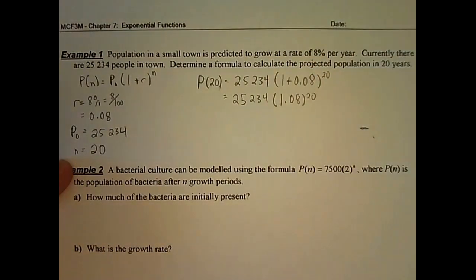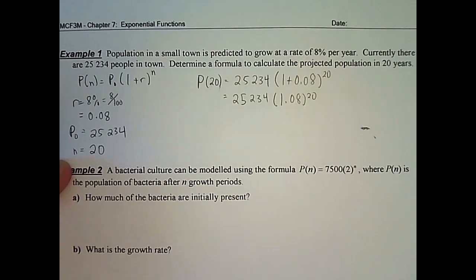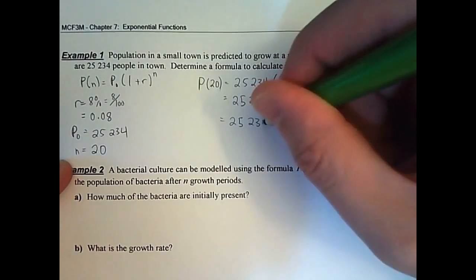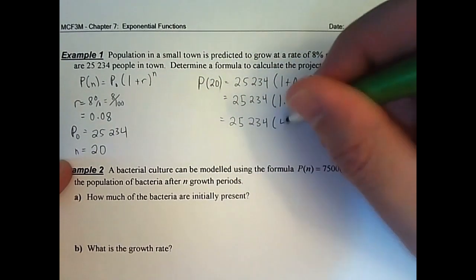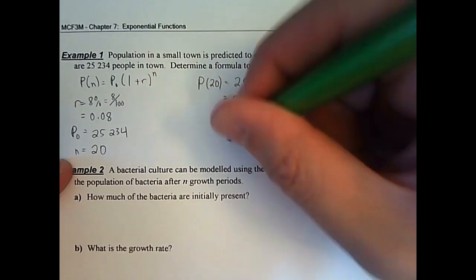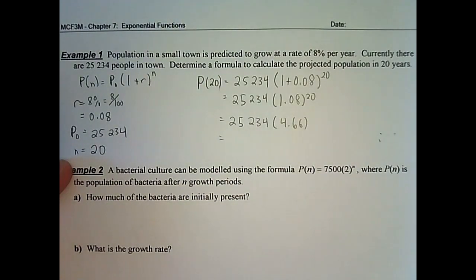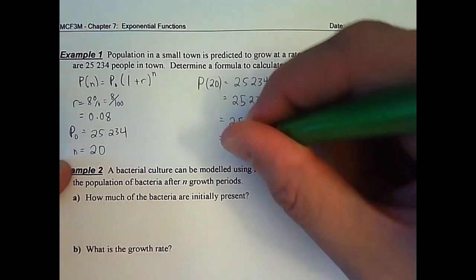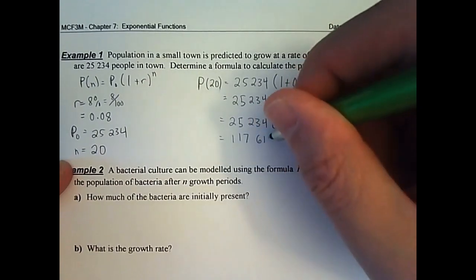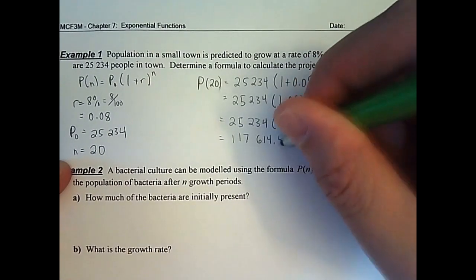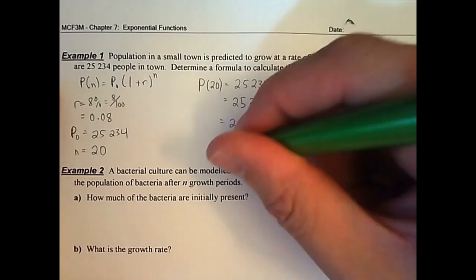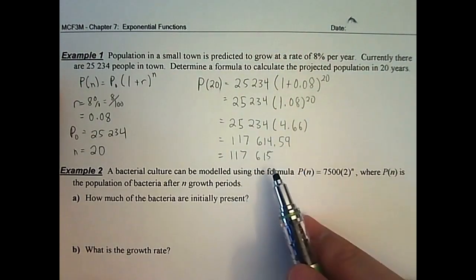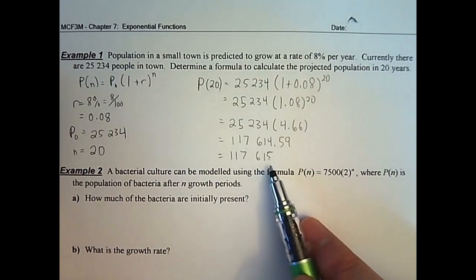So doing this quick, I get 25,234 times 4.66 times this, and I get 117,614.59. So to be safe, let's just round this up to a whole number. So that would be a projected population in 20 years.